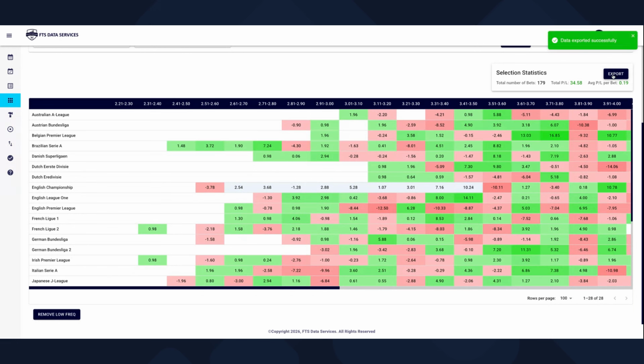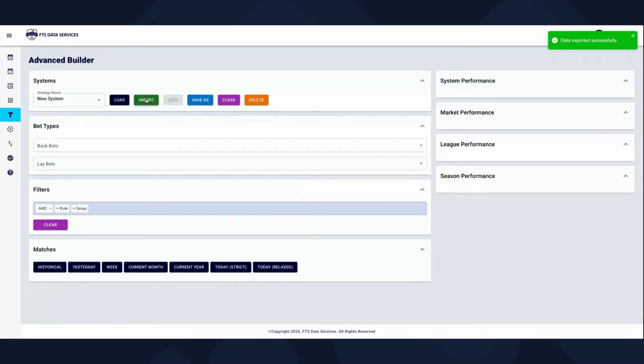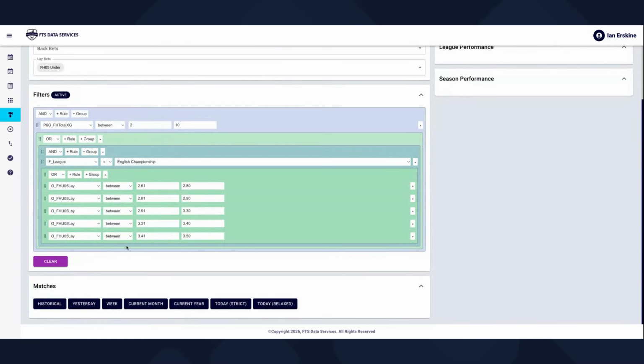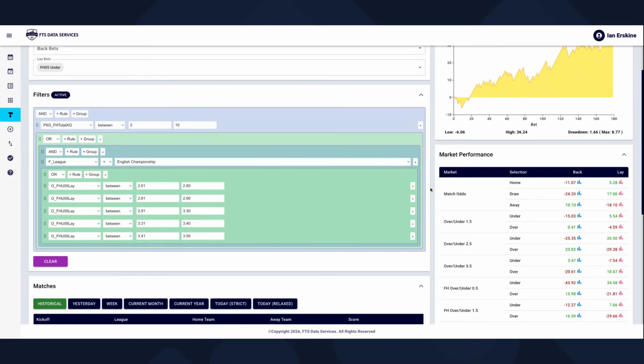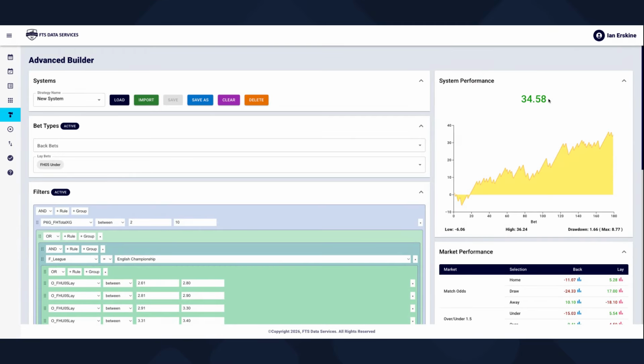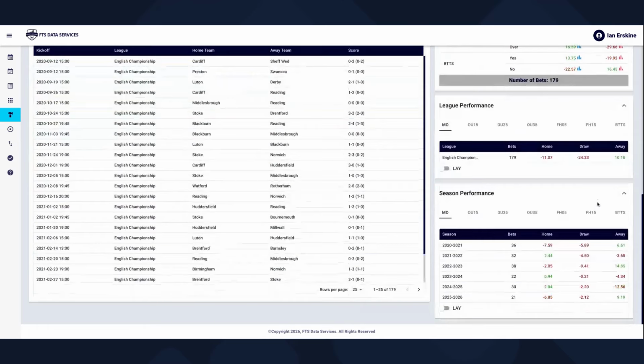I can click export on that. I can go over to the little builder. I can click import. It puts the rules in. I can click the historical, and then over here I get to see my graph. That's how the 34 points have won. So it's been pretty steady. The lowest point the bank got to was 6 points. Highest is 36. So it's on a drawdown at the minute of 1.66, max drawdown of 8.77 points.